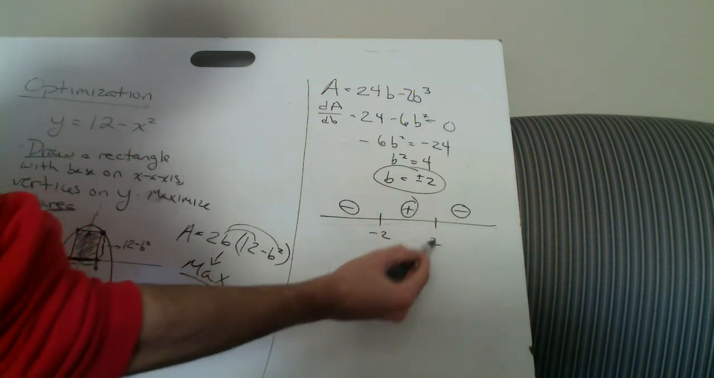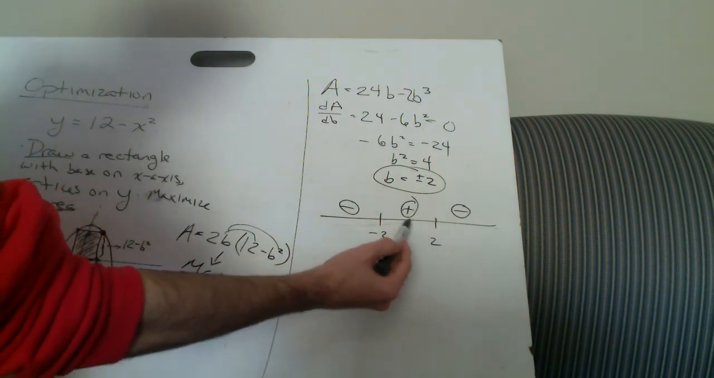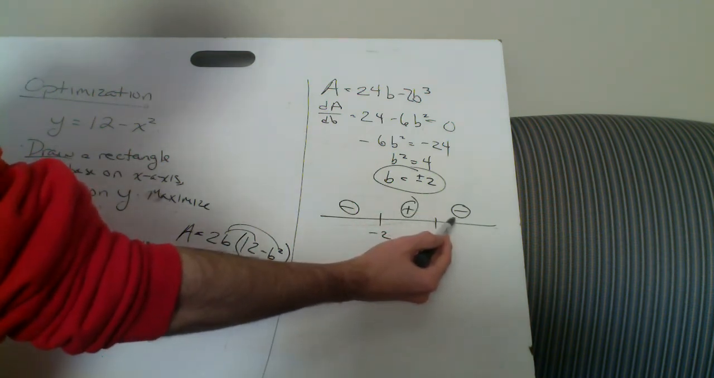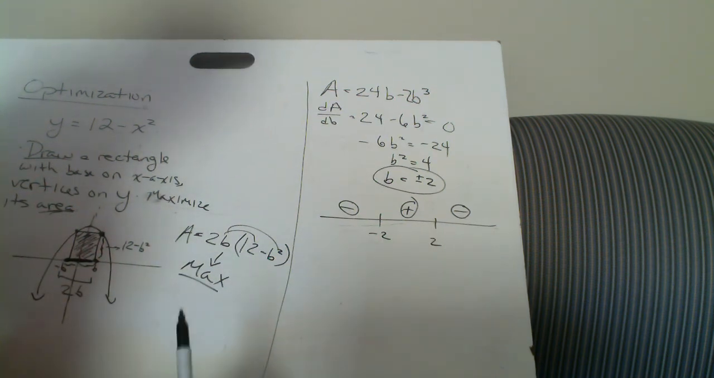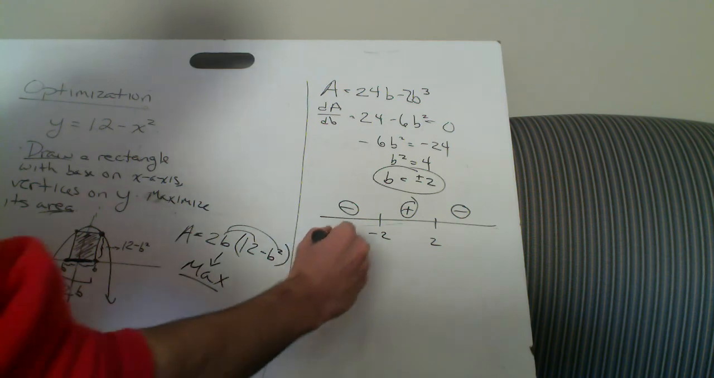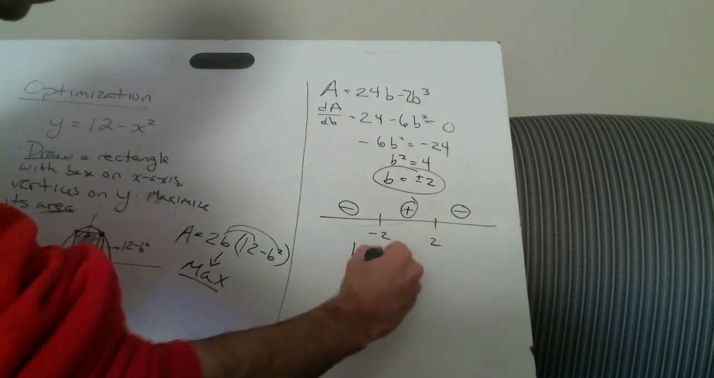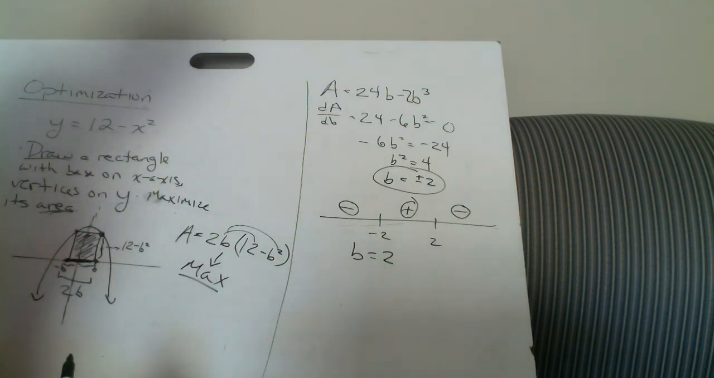So this is the point that I really care about here. The derivative is going from positive to negative, so that means that we have to have a maximum when b equals 2. So I definitely want b to be equal to 2 here. That's going to be our maximum.